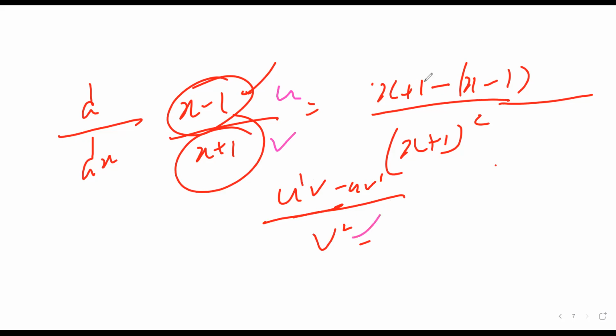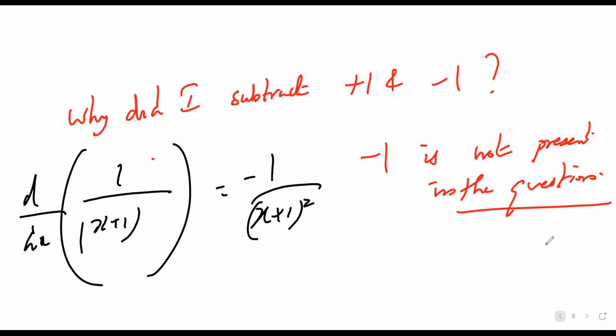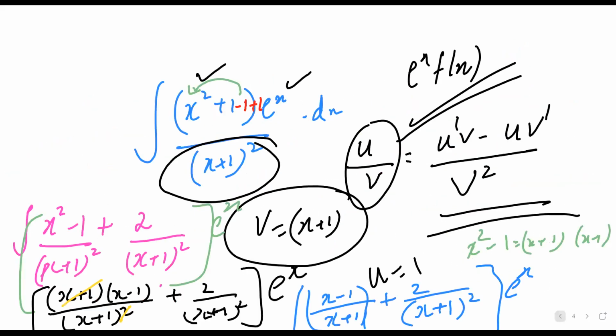U dash v, I think everyone understood, correct? Minus uv dash. So u is constant. So x minus 1 is constant. V dash, difference of x is 1 and difference of the constant is 0. So I'm not going to write that thing. So x and x will get cancelled. This is minus minus plus. So 1 plus 1, 2. So I'm getting 2 by x plus 1 the whole square. So in the sense, if I see this question, x minus 1 by x plus 1 differentiation is what? 2 by x plus 1 the whole square into e power x.